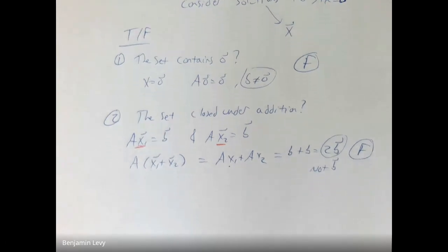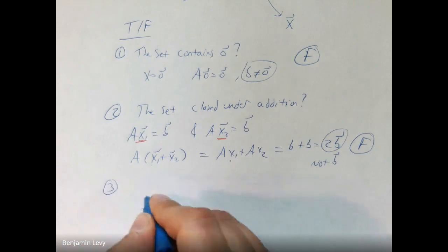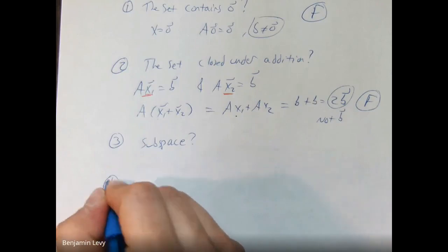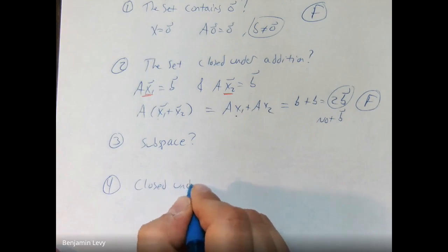Okay, I understand. And I feel like maybe we talked about this one previously because this is the one that was out of order. Number 3 says, is it a subspace? Really, you should answer question 4 before you do that one, which says, is it closed under multiplication?